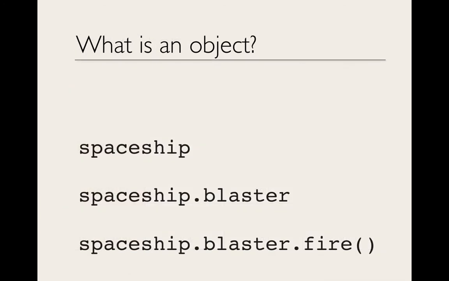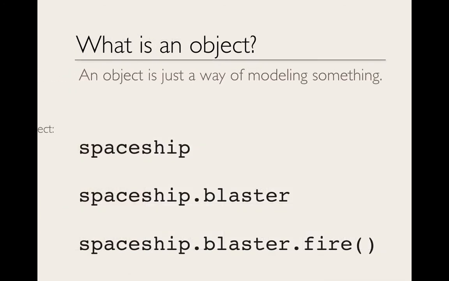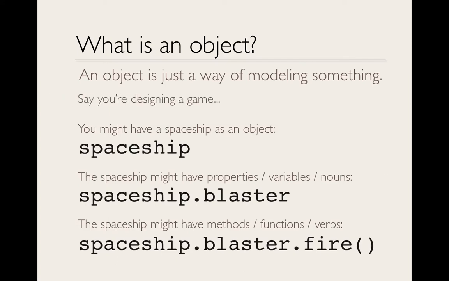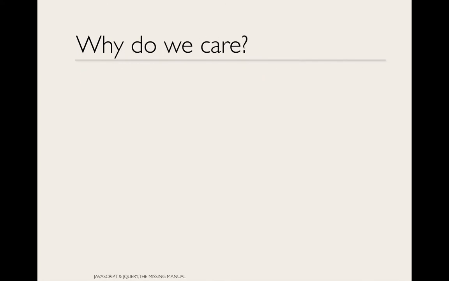So what is an object? An object is just a way of modeling, just a way of looking at something. You might have a spaceship as an object in a game, and it might have Blaster as a property, variable or noun kind of thing. It also might have a fire as like a thing that the Blaster can do that's a part of the spaceship. You're designing a game, and all these objects can have properties and methods.